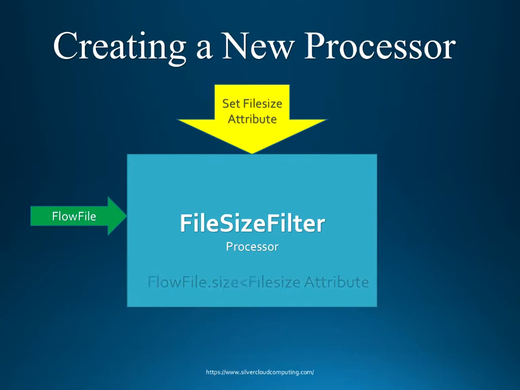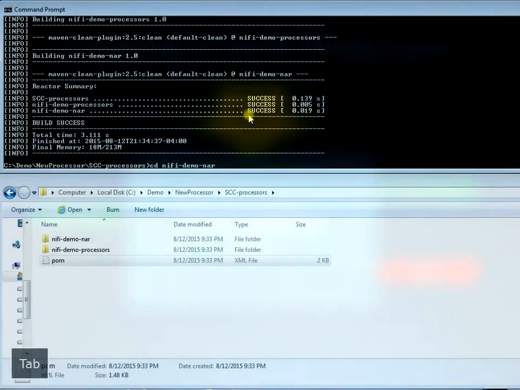Basically, if the size of the received flow file is less than the size of this attribute setting, we'll go ahead and pass the file through to success. If the flow file size is greater than the attribute setting, then we're going to go ahead and fail it. All right, so let's get started, and we're going to use Eclipse for this one.